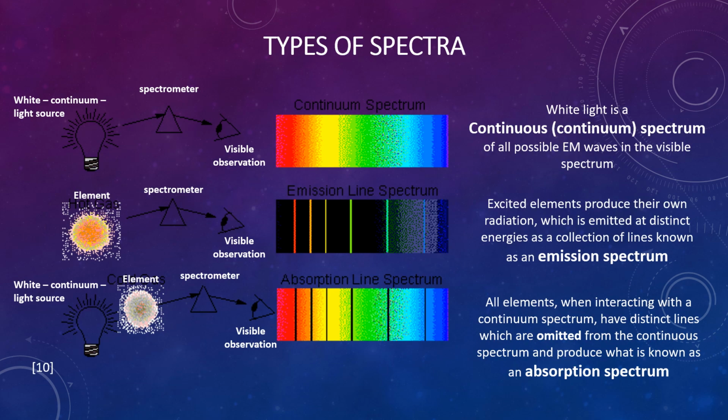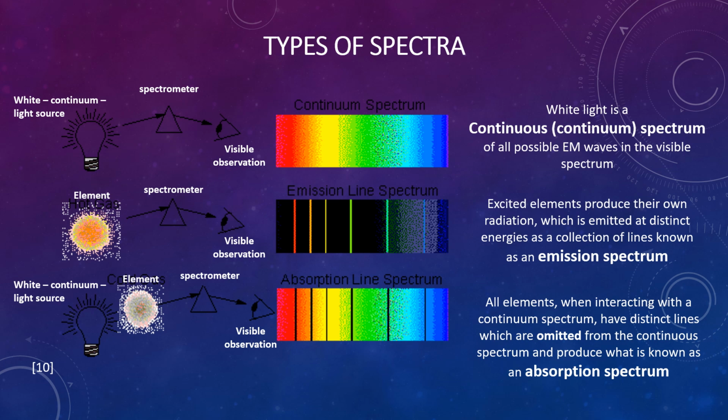There are several different types of spectra. So for the first one, we have our continuum spectrum. We have a white light source, which is our continuum source. We pass that through a spectrometer, or also a prism. And when we look at the spectrum through the prism, we get a continuum. It's still just all of the possible waves spread out in our spectrum. Now we have our white light has been spread out into this continuum spectrum. But there are several other types of spectra.